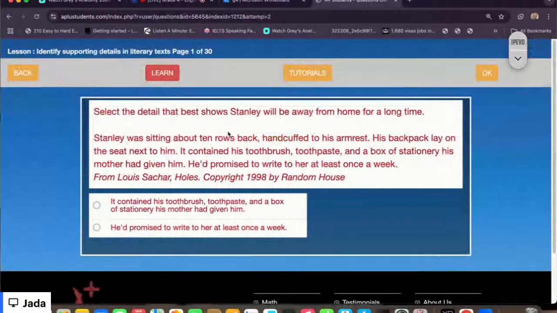All right, so select the detail that best shows Stanley will be away from home for a long time. Look at this and then select the right one. Let's see.